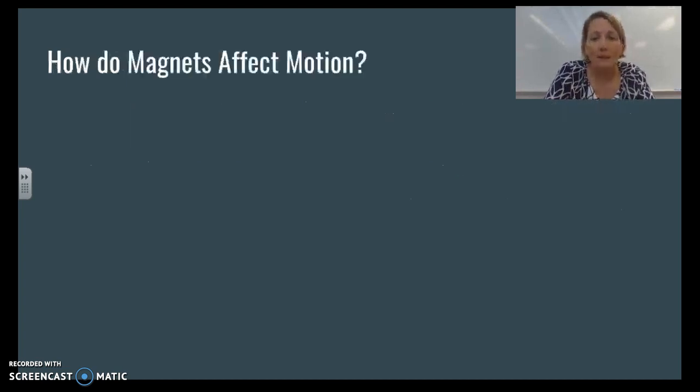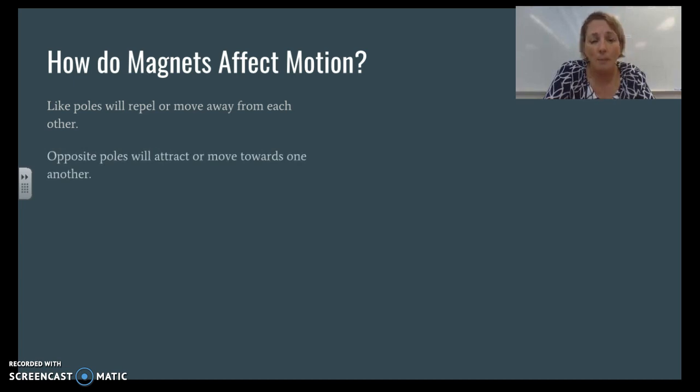So how do magnets affect motion? Like poles: on a magnet you have a north and a south pole. If I have 2 north poles, they don't like each other, because they're the same. They will actually repel or move away from each other. Opposite poles attract, and if you can remember the phrase opposites attract when it comes to a magnet, that'll help you.